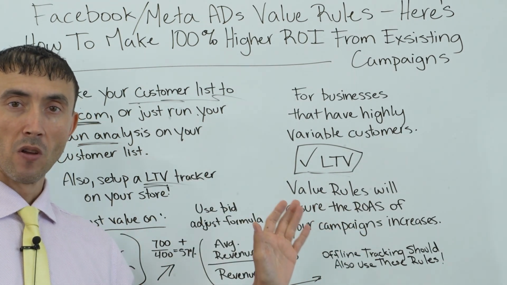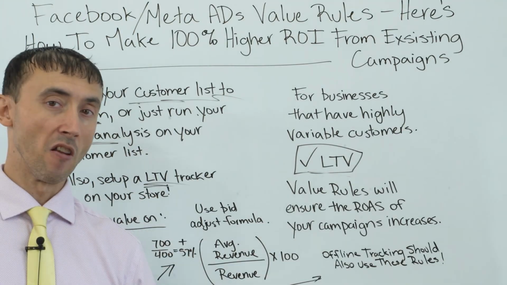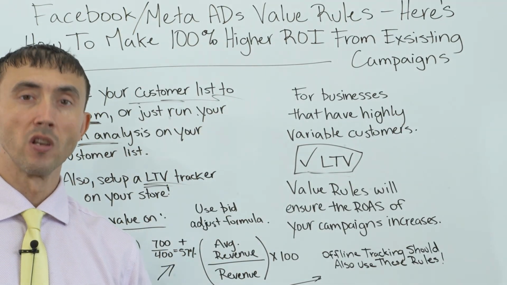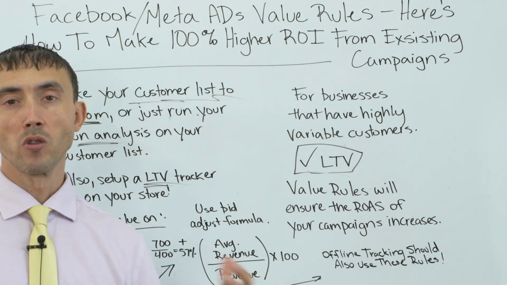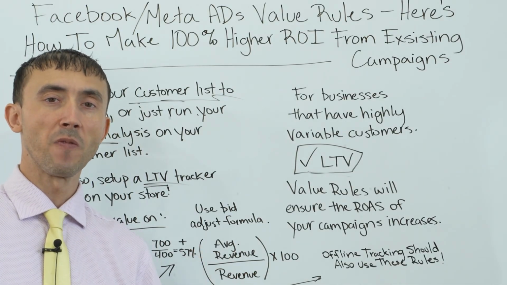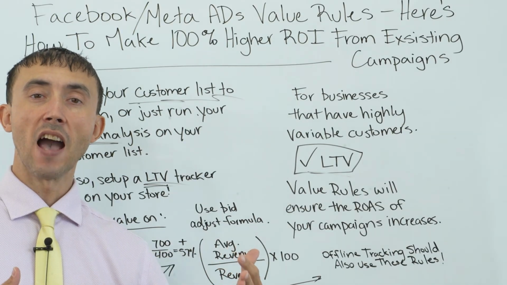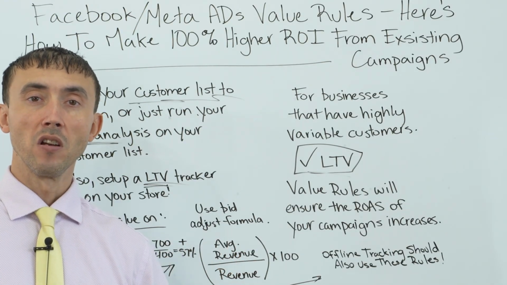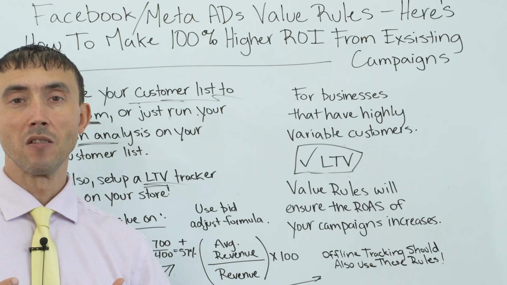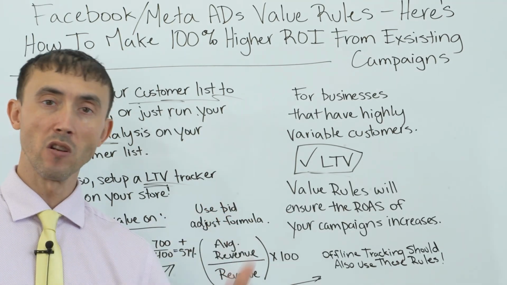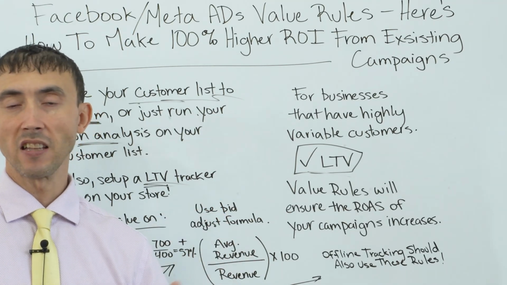Except instead of Facebook automatically adding it on their end with these so-called value rules, you're doing it on your end. So regardless of the situation, if you're running Facebook ads, you should be updating the actual conversion value based upon that person's likelihood to be a good customer versus somebody who's not as likely to be a good customer.